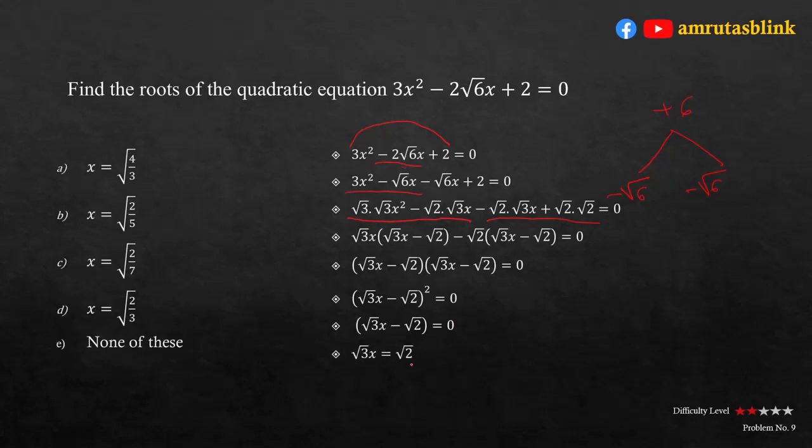That is root 3x is equal to root 2, and hence x is equal to root 2 upon root 3, that is under root 2 by 3, which is nothing but answer option D. Now here you need to understand the concept. This problem was slightly difficult because here the concept of square roots is combined with quadratic equations. So it is a little bit difficult to find and analyze the factors, and to find the common factors. So the answer option is D, that is under root 2 by 3.